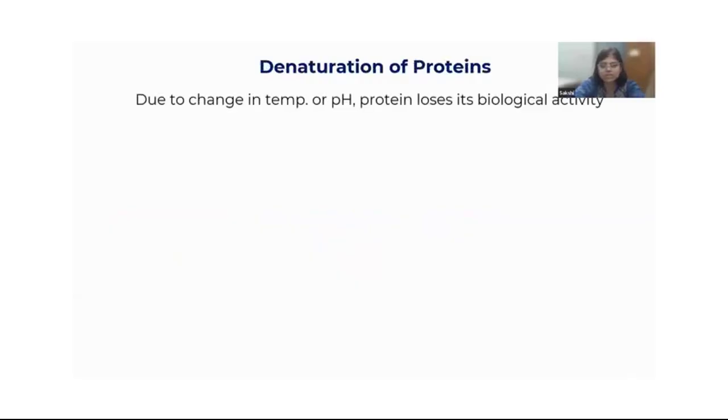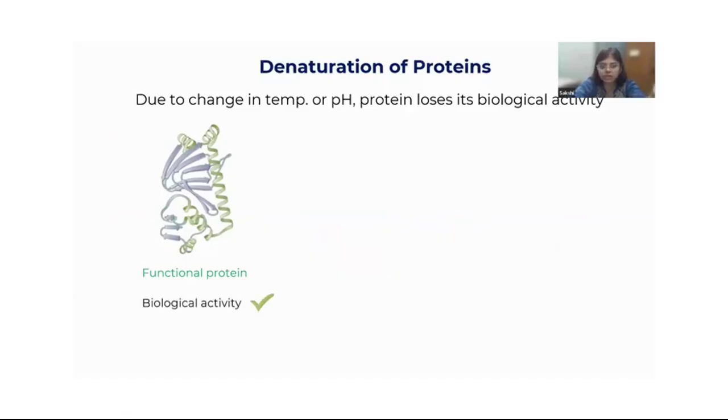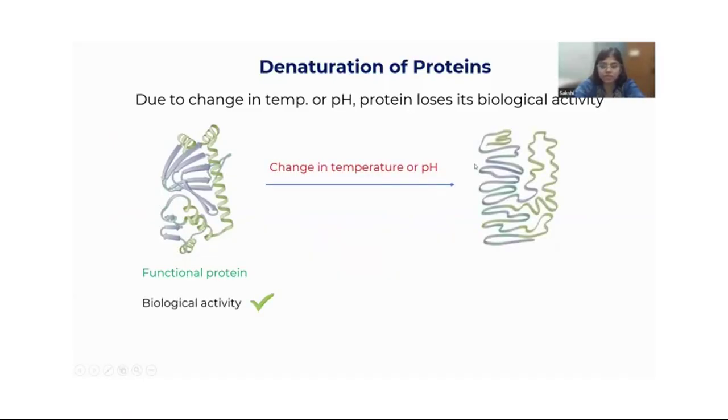Now what is denaturation of protein? Basically proteins, if we change temperature or pH, they lose their biological activity, right? So this is a functional protein. If you change the temperature, if you change the pH, the protein loses its function and it does not work now, right?